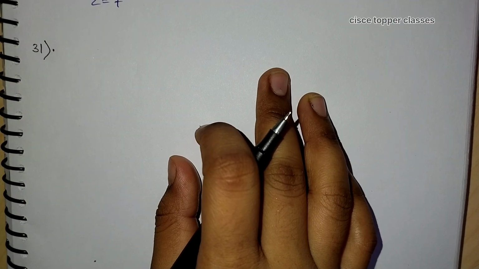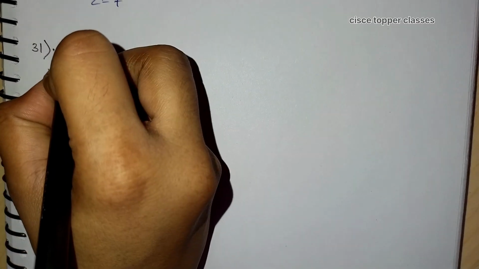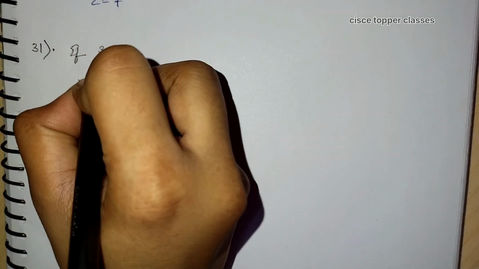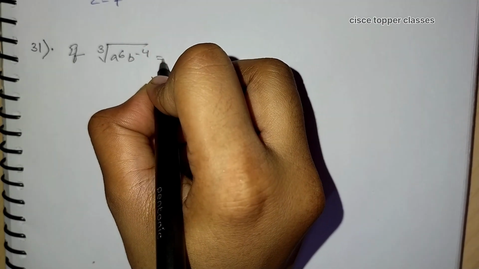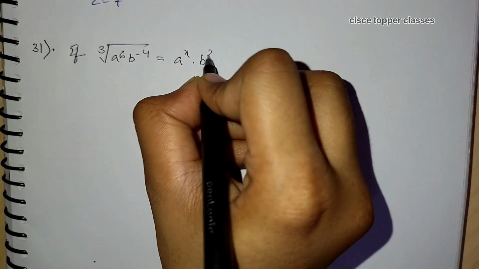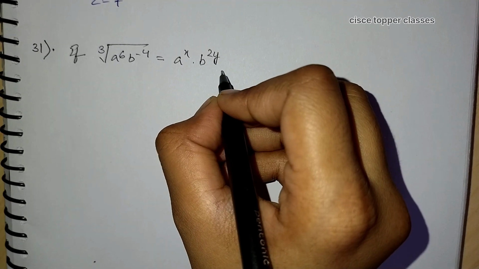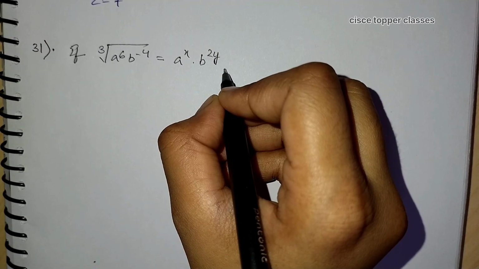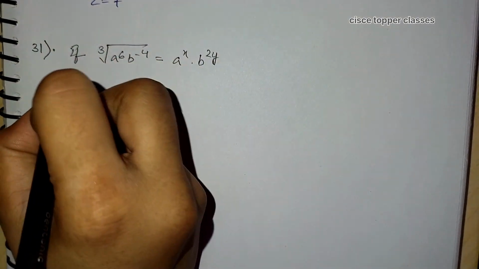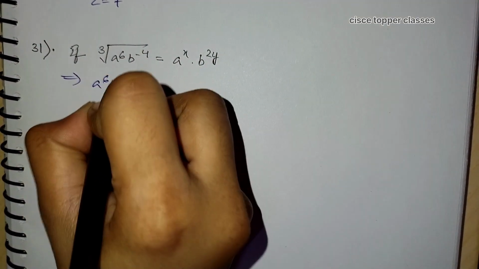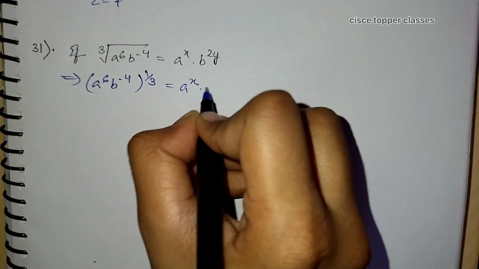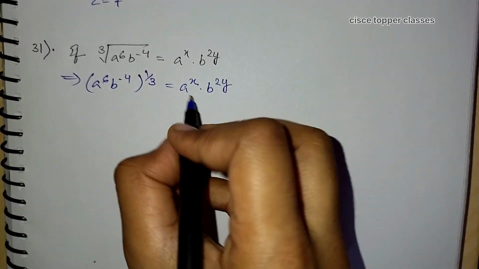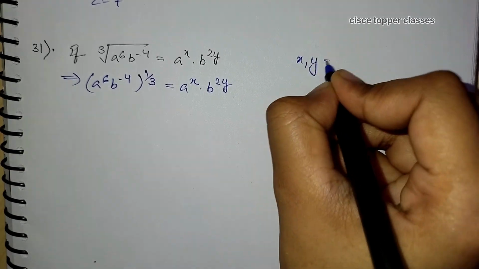Now let us solve the 31st question, which says that if under root here, cube root of a to the power 6 b to the power minus 4 is equal to a to the power x into b to the power 2y, then we have to find x and y, where a and b are different primes. So from here we can simply write it as a to the power 6 b to the power -4, whole power 1/3, equal to a to the power x into b to the power 2y. So x and y we have to find from here.